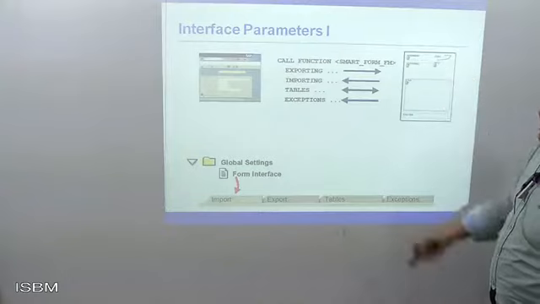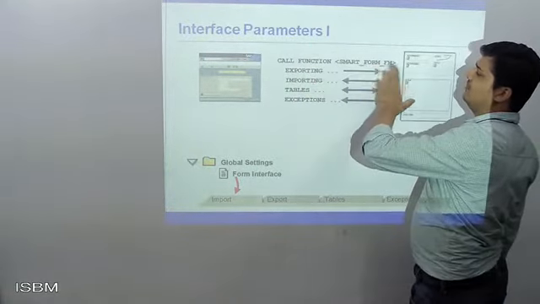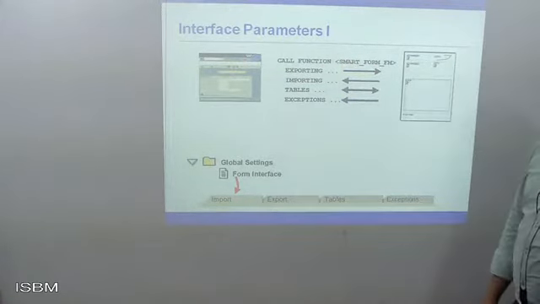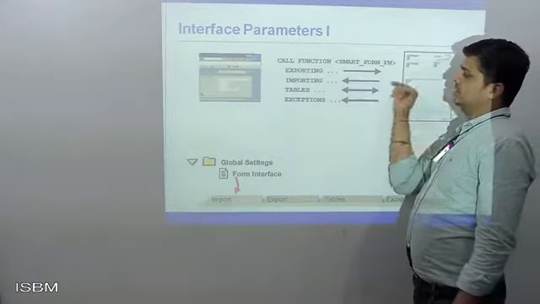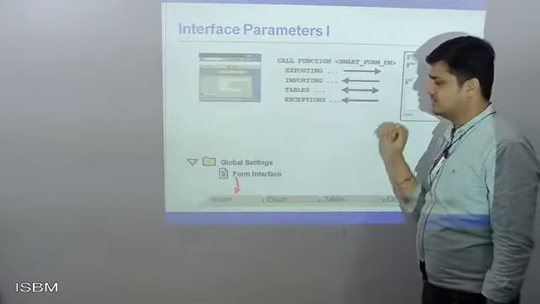Then interface parameter 1. See, we have a call function which is called smart form fm. This is the function module which has a smart form function module. There are three things. We are only exporting the data, then importing, then we have tables, then we have exceptions.